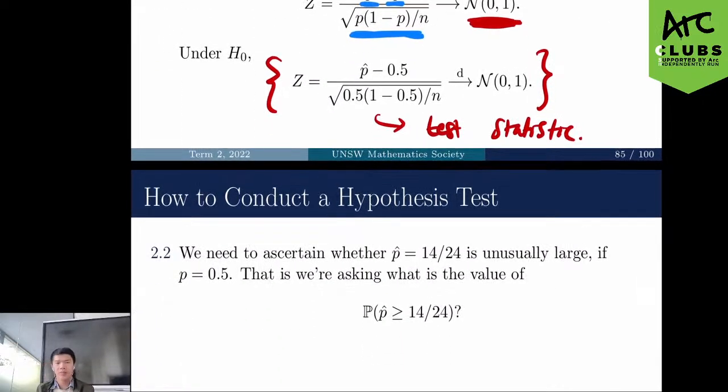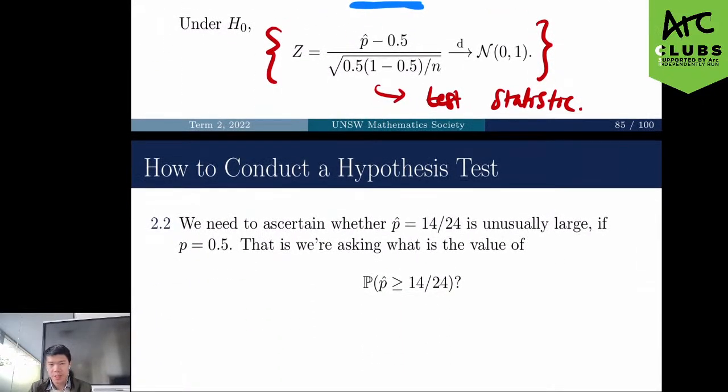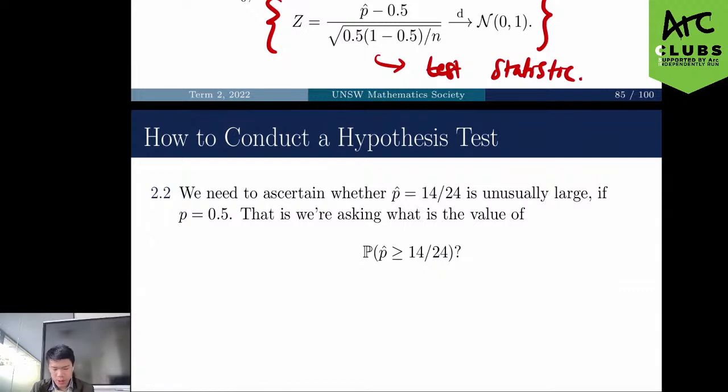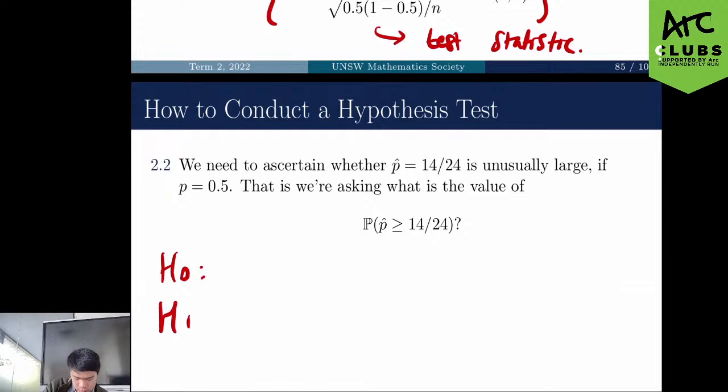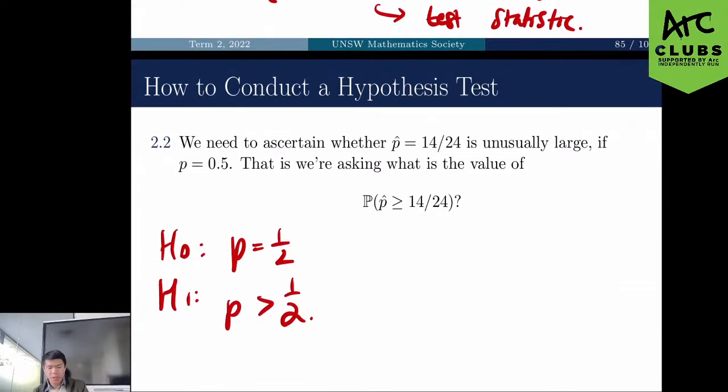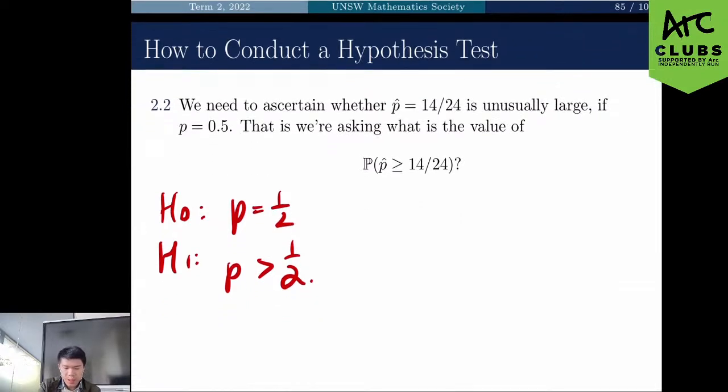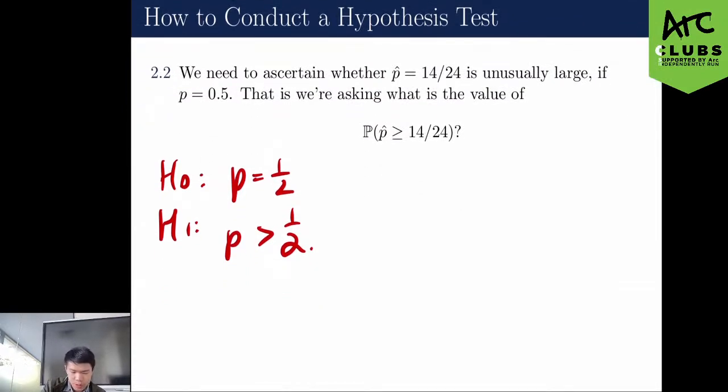So the question is, how much evidence is there against the null hypothesis? So we're trying to test, again, let's look at our hypotheses. P equals a half, P is greater than a half. Right, so extreme in this case means extreme in a way that supports the alternative.